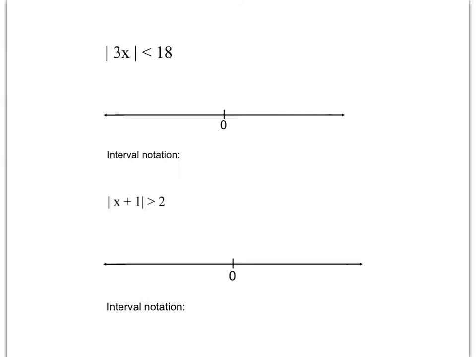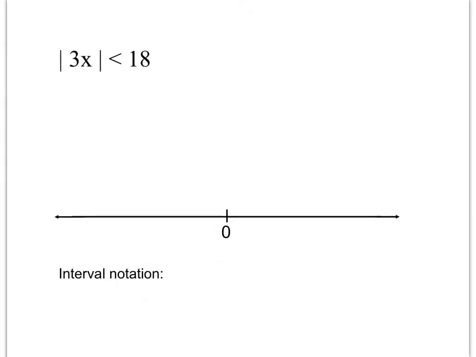Okay, looking at this one right here, first thing we're going to do is pretend this was an equation, and we're going to solve this for x. So we get 3x is equal to 18, or 3x is equal to negative 18. So we divide by 3 on both sides of each. We get x is 6, or x is negative 6. And of course, those are our critical points.